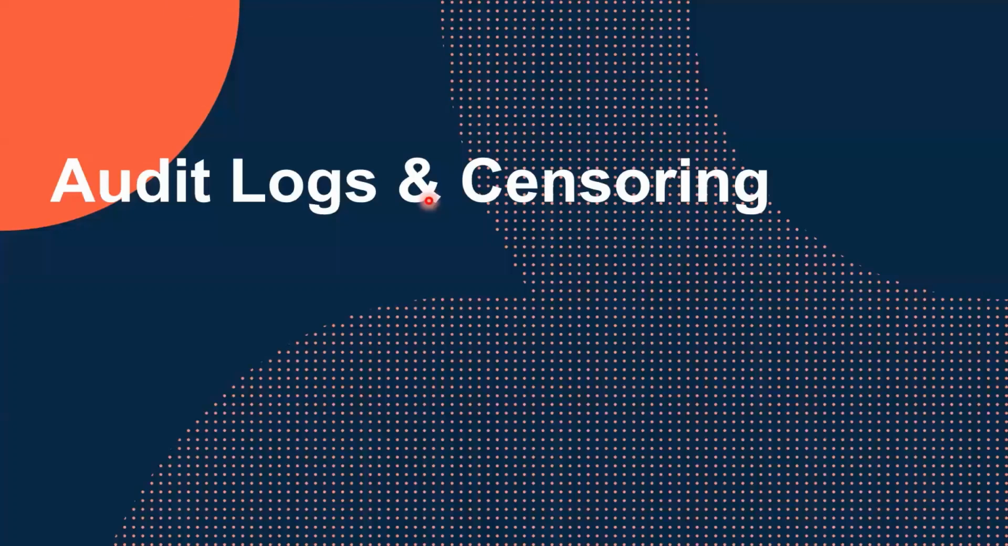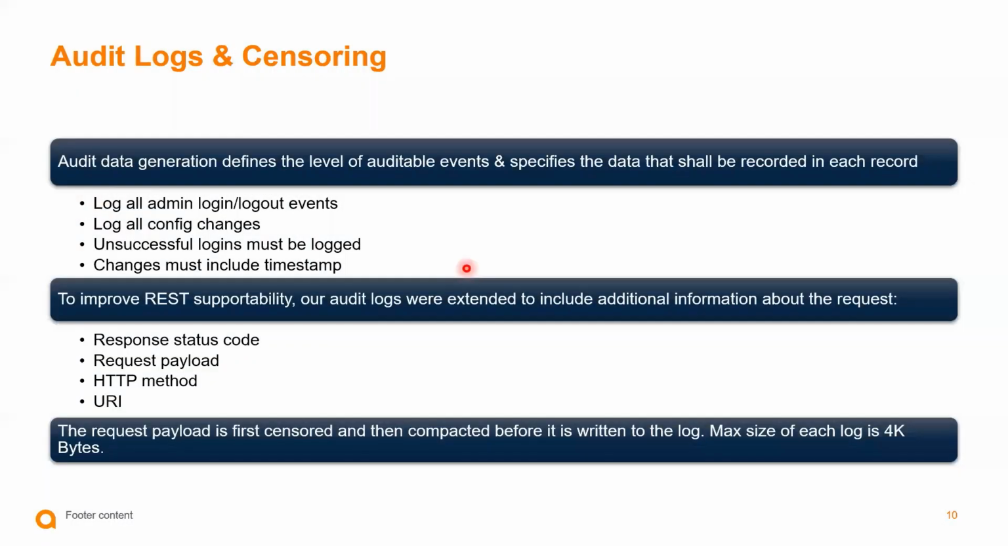Let's see the next feature, audit logs and censoring. The audit data generation defines the level of auditable events and specifies the data that shall be recorded in each record. This involves logging the admin login and logout events, logging all the config changes, and even the unsuccessful logins will be logged. All these logs will be present with the timestamp.